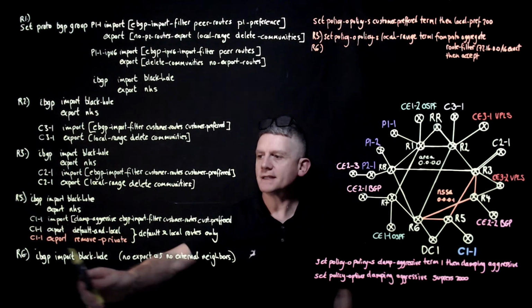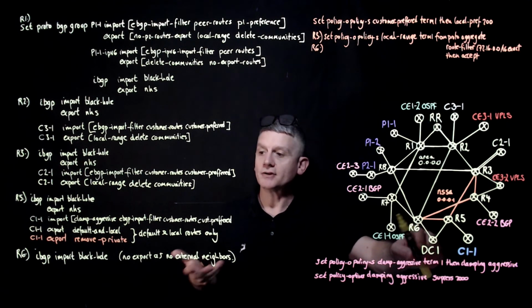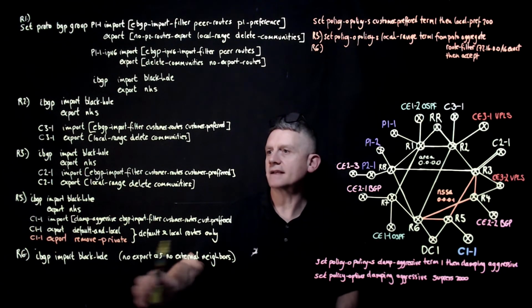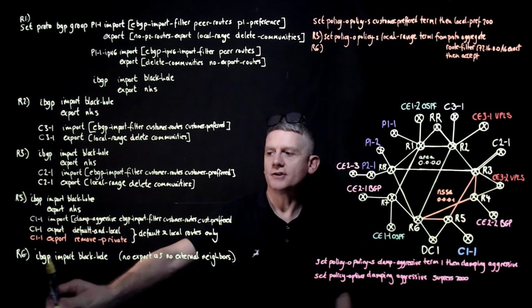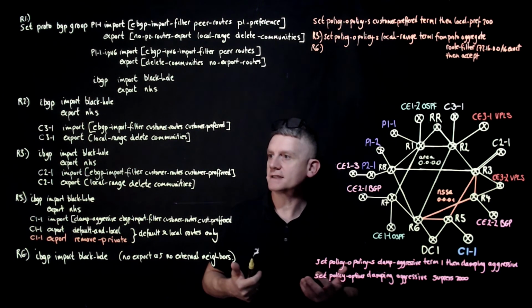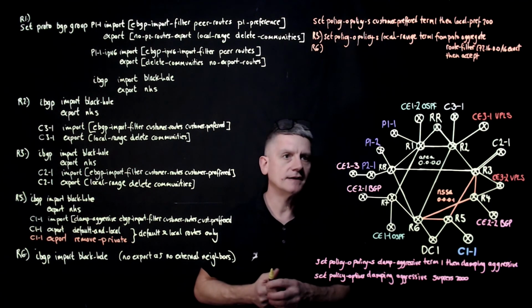Okay, now we're down to router 6. Router 6 has no external neighbors. Consequently, it's not going to need policies on them, but also it's not going to need the next hop self that you would normally have on a peer. And those are the first 6 of the external peers. And next we'll look at router 7 and router 8.